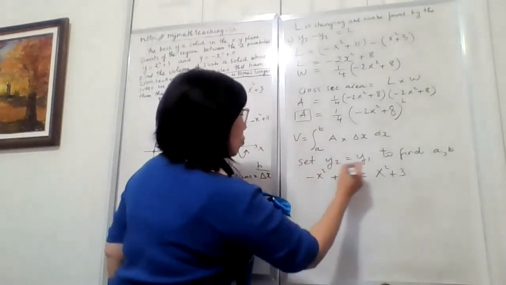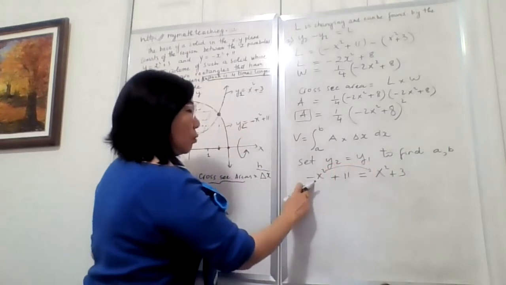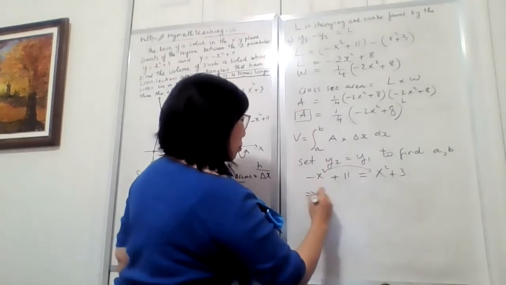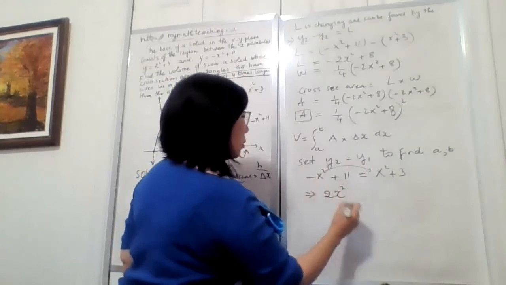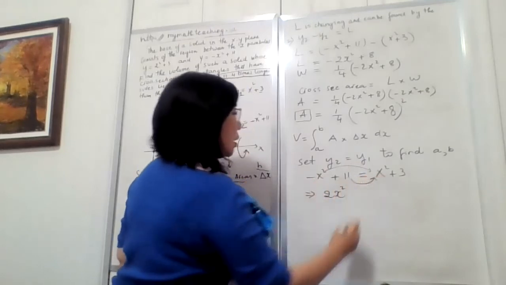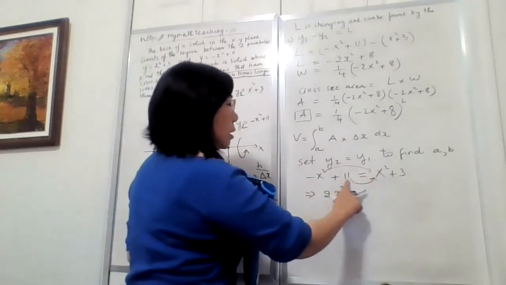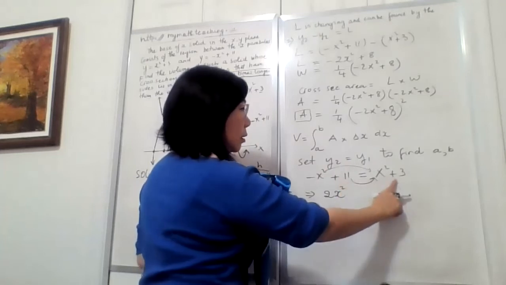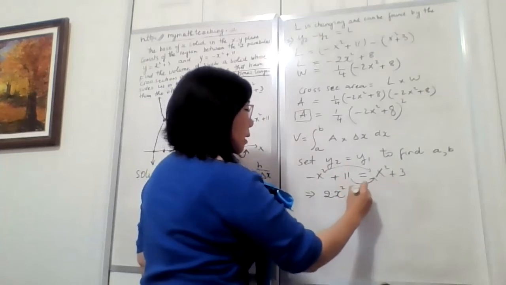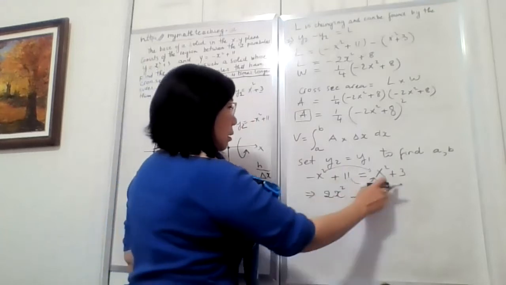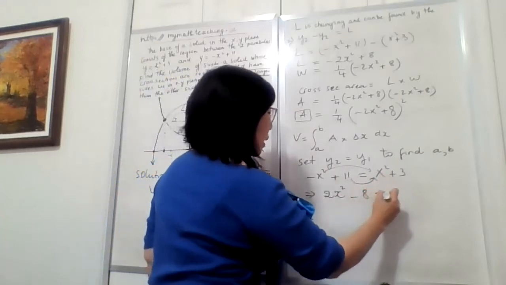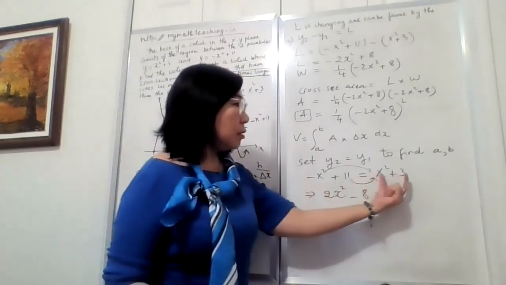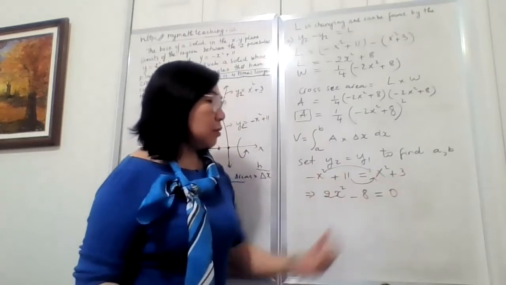I'm going to move this x squared to the right-hand side. When I move, this becomes positive, so it will become positive 2x squared. I will move this 11 over here as well. So minus 11, when I move, positive becomes negative. So minus 11 plus 3 will be minus 8. And that equals 0, right? When we move everything to the other side, it equals 0.